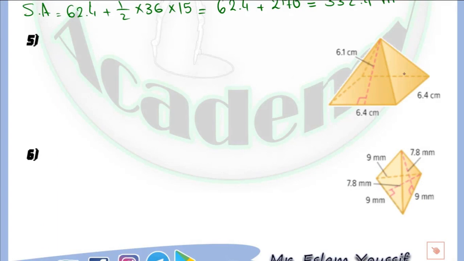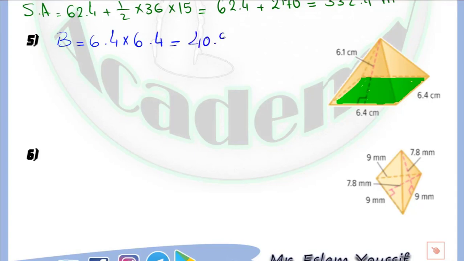In question number 5, we need to find the surface area of the pyramid. At first, we need to identify the base. If you look at the base, you will find that it is formed from 4 sides and the 4 sides are equal. So it will be a square. So we need to find the area of the square. The area of the square is the side multiplied by itself: 6.4 multiplied by 6.4. By multiplying, you will find that the answer will be 40.96 square centimeters.